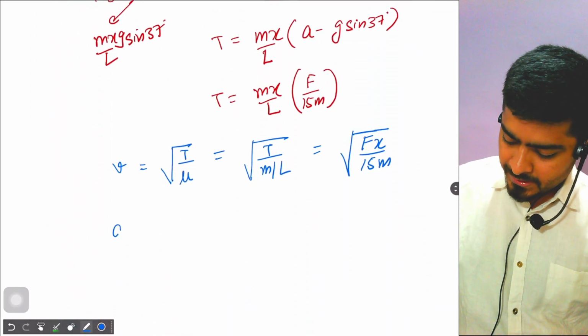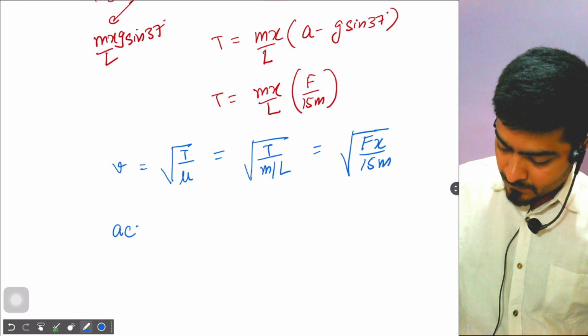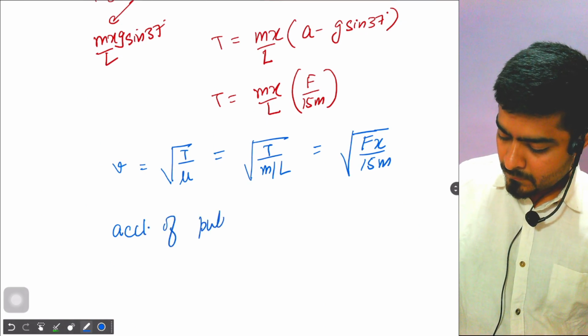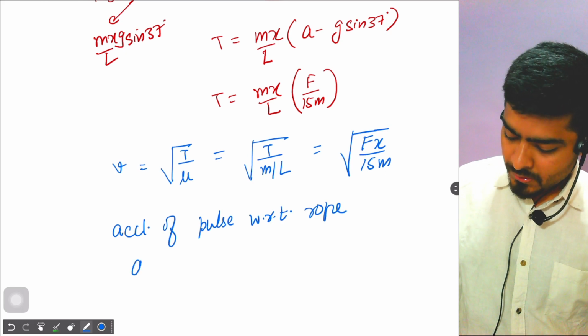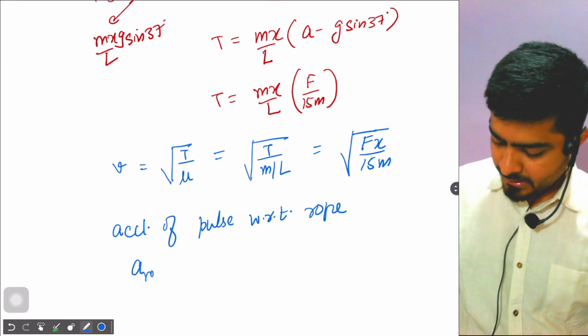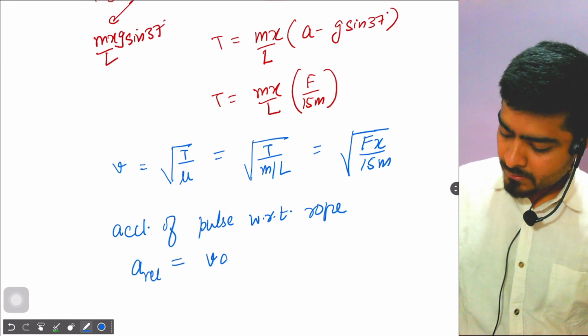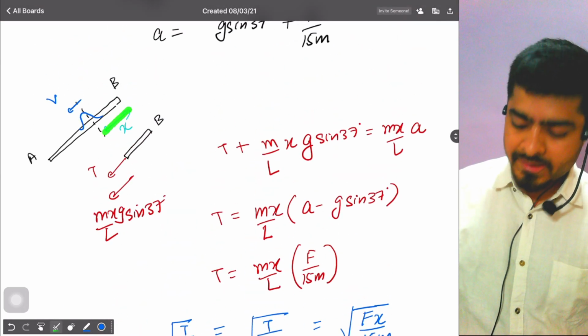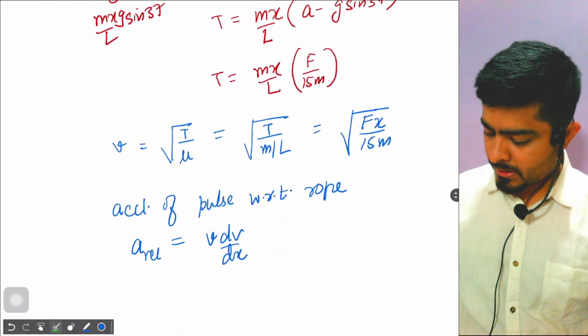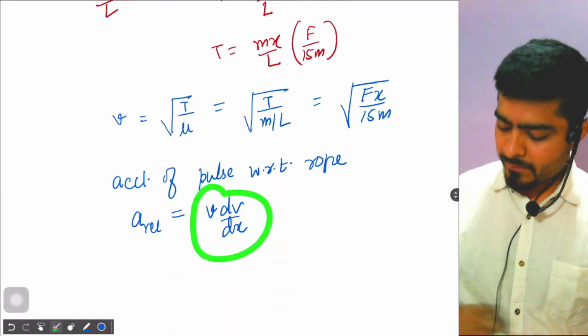First of all, let's find the acceleration of the pulse with respect to rope. So let's just call it A relative. So that will be how much? v dv by dx. The pulse is covering distance x with time t.